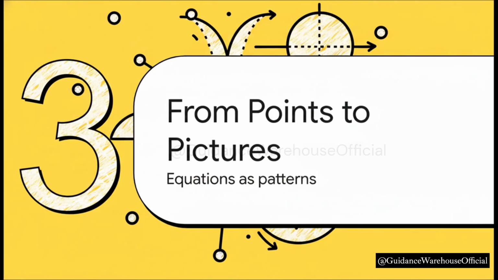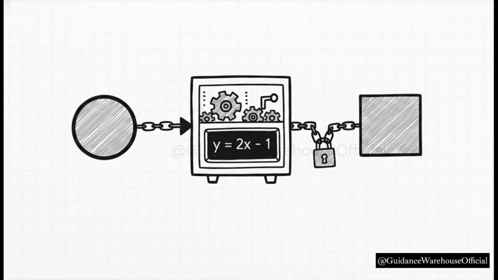Okay, so plotting one point is easy enough, but this is where the real magic happens. What if we plot a whole bunch of points that all follow the same rule? A rule we call an equation. An equation like this one is basically a recipe. It says, look, you can give me any number for x you want, and I'll tell you exactly what y has to be. The two numbers aren't random anymore. They're totally locked together by this one simple rule.